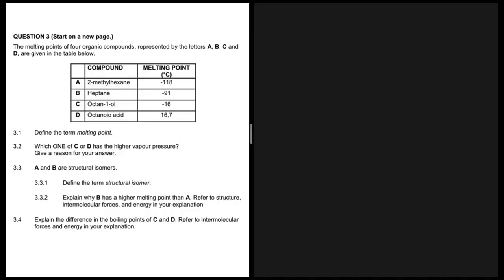Before we do that, let's do 3.1, which says define the term melting point. So melting point is the temperature at which the solid and liquid phase are at equilibrium. And then now 3.2 says, which one of C or D has the higher vapor pressure? Give a reason for your answer.